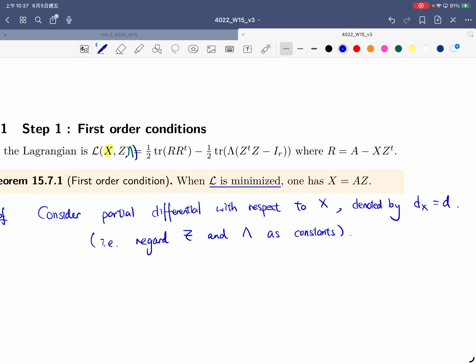So now let me have a look at the original Lagrangian. You look at the function on the right hand side, and you realize that there are two terms here. The second term has no x, because there are only lambda and z. So when you differentiate with respect to x, it disappears totally. As a result, this becomes just half the differential with respect to x of the trace of R transpose R.